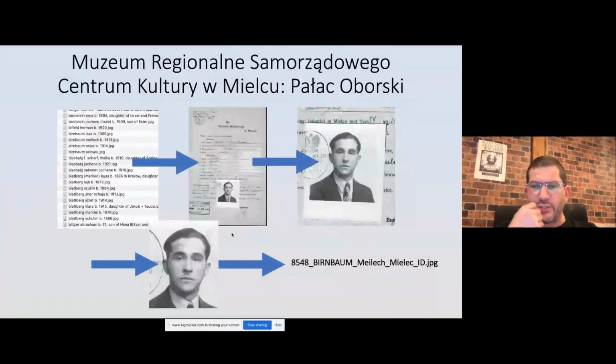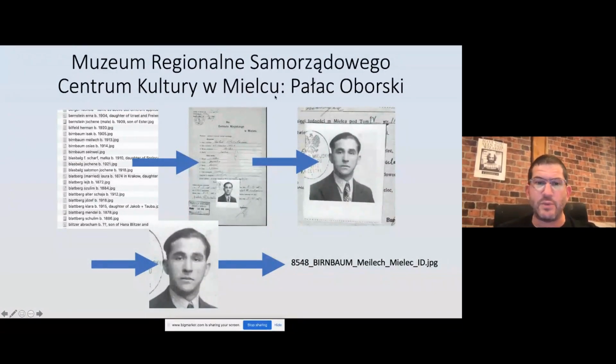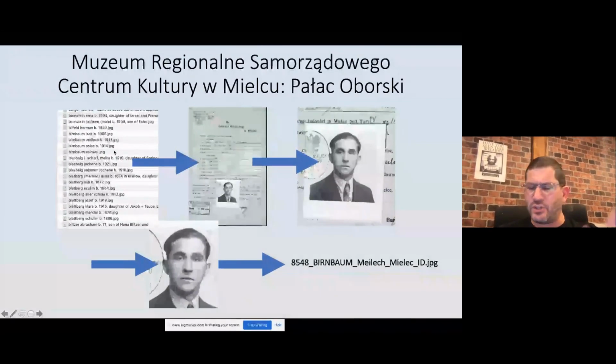Then when I was in Mielec one time, I ended up going to a local museum. This is the Oborsky Palace Museum. It's part of Mielec, a local Polish museum. I went in there, and just similar to a lot of you when you go to these towns, I said, do you have any records? They said, oh yeah, do you want these? And they were hundreds of basically city council identification records. People would apply for an ID card, and they all had these beautiful photographs.